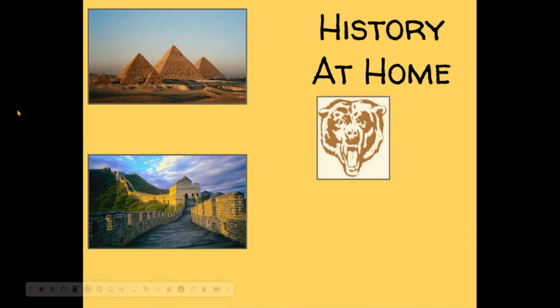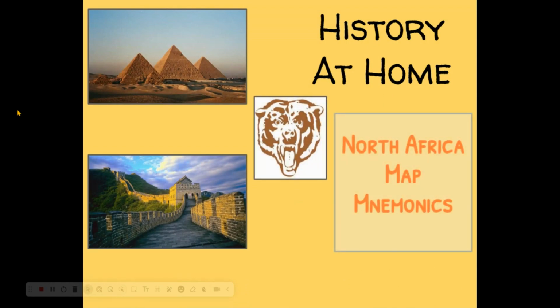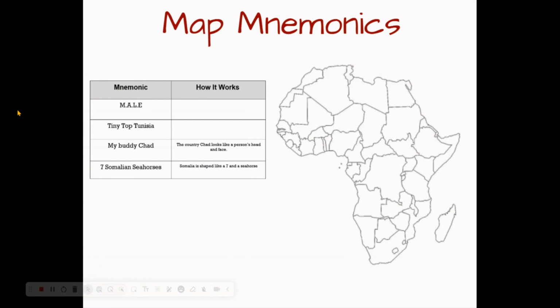In today's episode, we will be learning some map mnemonics to help us with our North Africa map. So your binder page looks like this. You have a couple spaces in the How It Works column that you'll copy down for the mnemonic itself. And then in the African continent, you'll diagram out these mnemonics to help you visually understand the information.